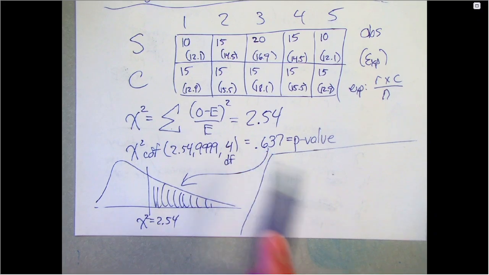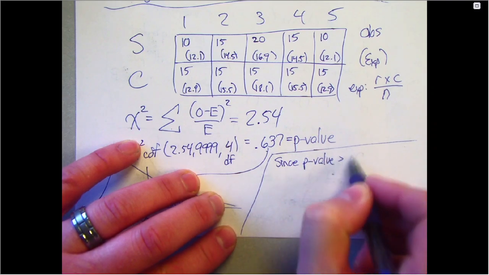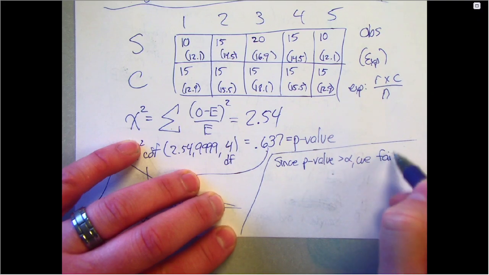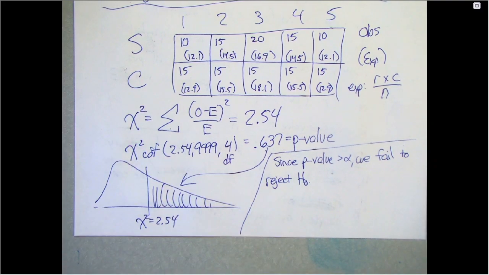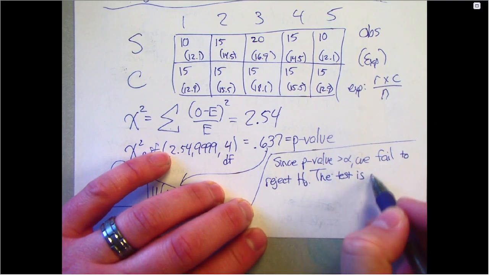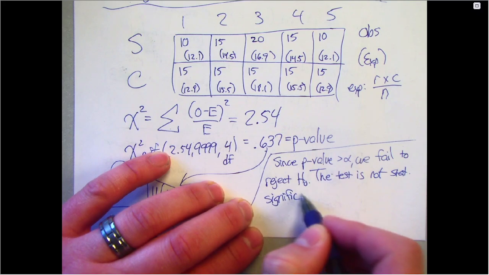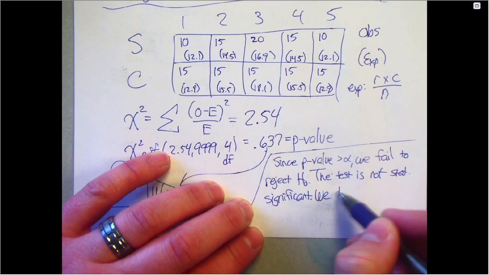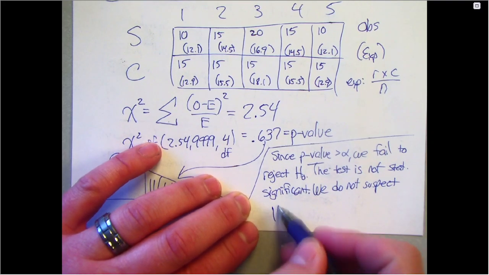So the p-value is bigger than alpha. Since p-value greater than alpha, we failed to reject HO, so we think these are distributed pretty much the same. We're not proving it's identical, but we're pretty sure. Fail to reject HO. Test is not statistically significant. We do not suspect HA is true.